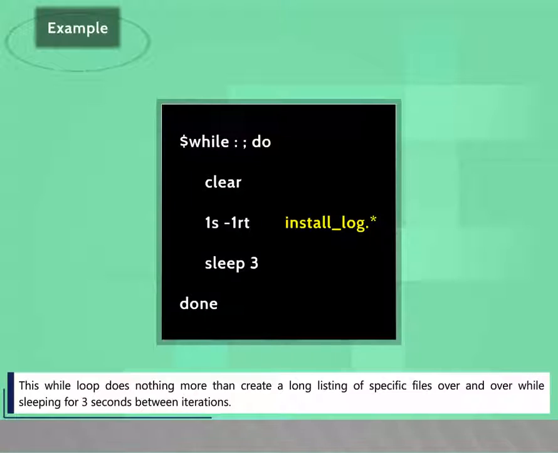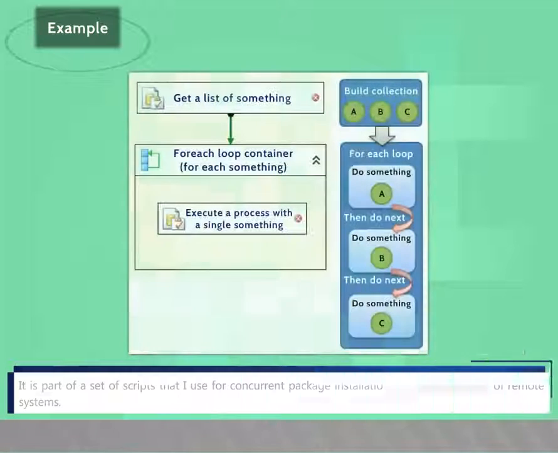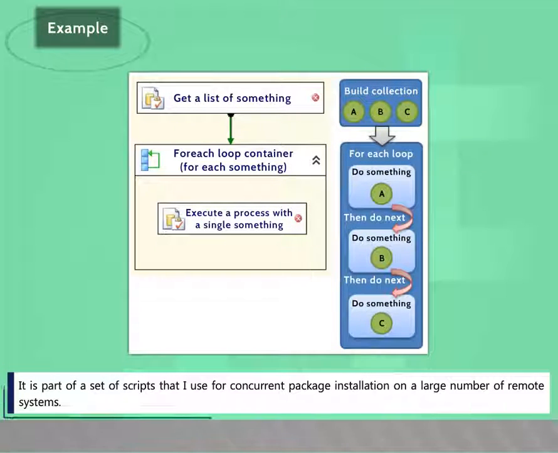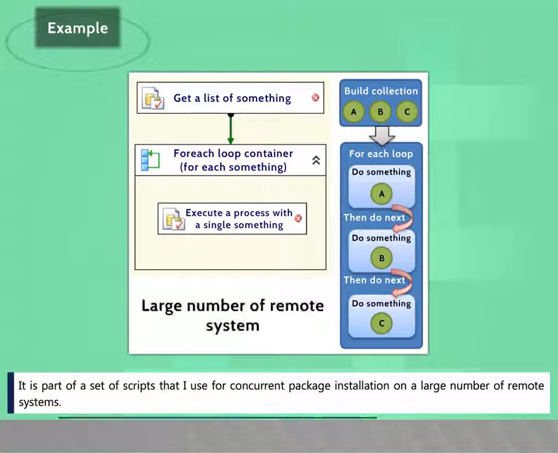Example: this while loop does nothing more than create a long listing of specific files over and over while sleeping for 3 seconds between iterations. It is part of a set of scripts that I use for concurrent package installation on a large number of remote systems.